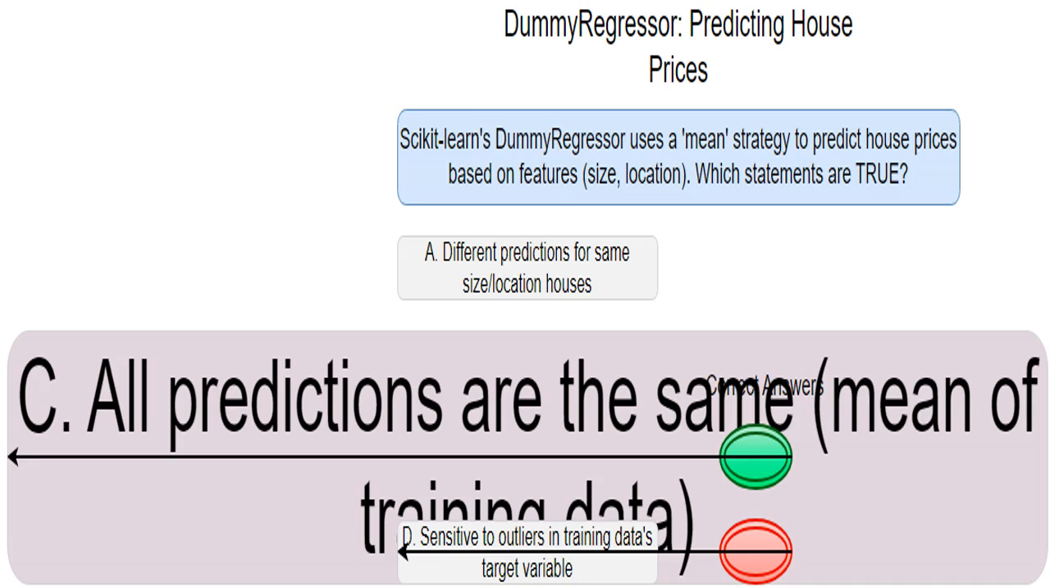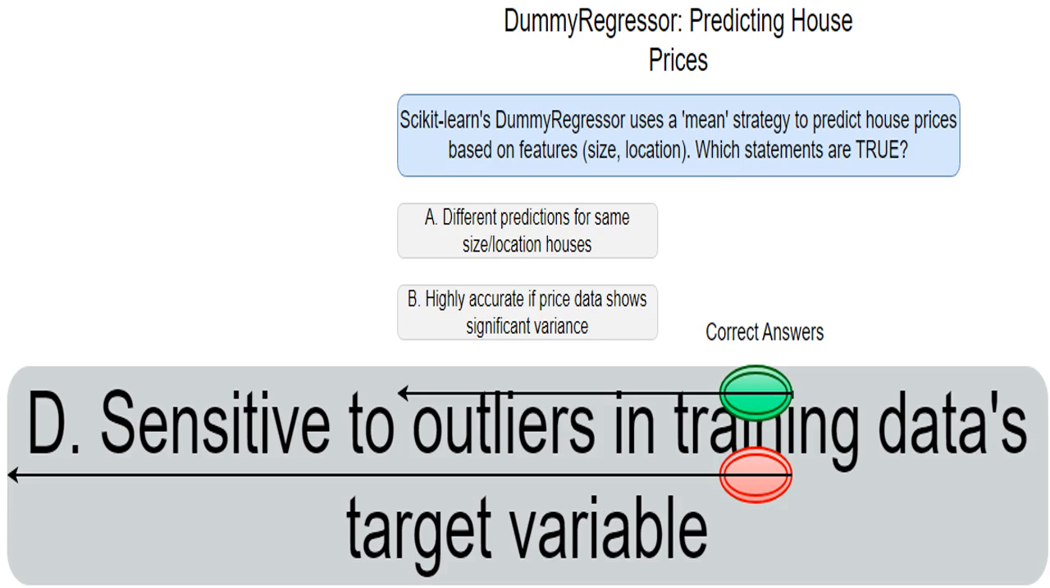This statement is true. Because I'm using the mean strategy, every house gets predicted with the same price, the average price from my training data. It's like saying, every house costs the average price. This is also true. If I have a few extremely expensive houses in my training data, outliers, those high prices will inflate the average price. This means that my predictions for all houses, even those that should be less expensive, will be higher than they might otherwise be. The model is sensitive to outliers because the average is directly affected by extreme values.